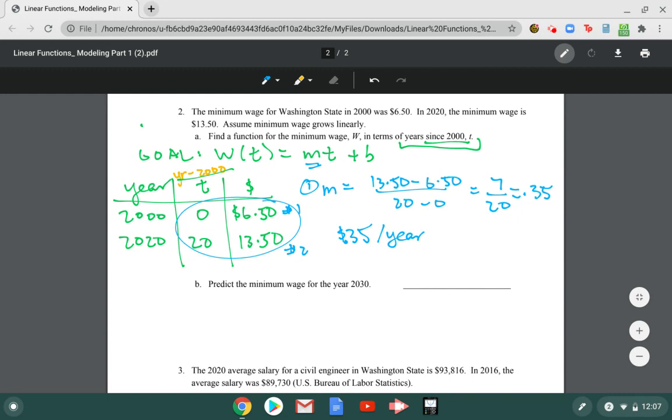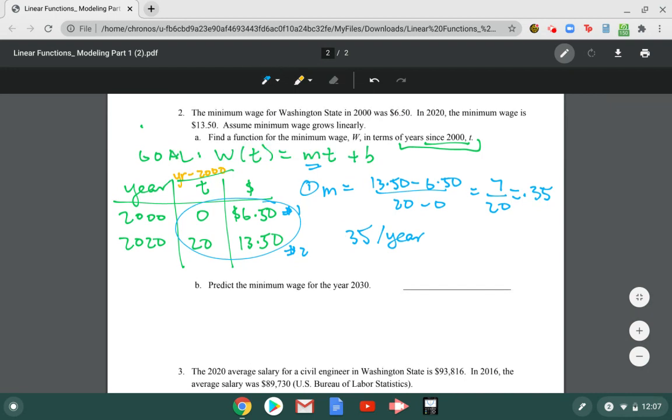Okay. Predict the minimum wage for the year 2030. So for the year 2030, first of all, I want to fix this so you can see it really well because we're going to use it. Oh, whoops. There we go. Okay, 35 cents, better. Predict the minimum wage for the year 2030. So I've got my, oh, I didn't finish it, did I? So I need to finish it. I've got my rate. I'm so excited. Let's go back and finish this.